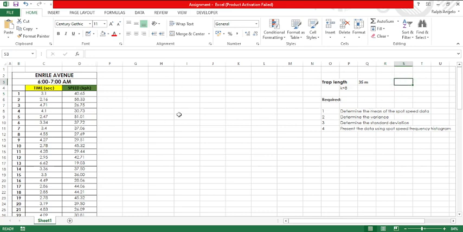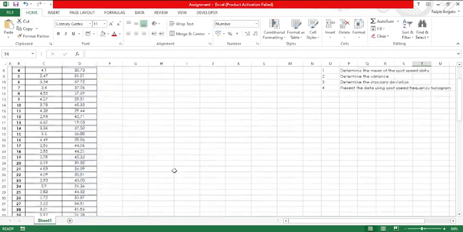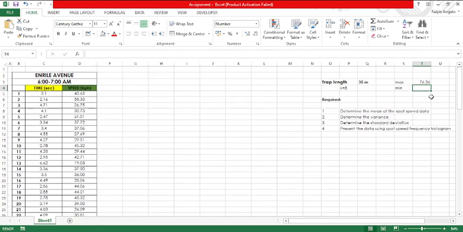Before we proceed with our frequency table, we have to identify first the distance between the intervals. In order to do that, we have to identify first the maximum speed and the minimum speed based on our data provided. To determine our maximum speed, all you have to do is to type max, parentheses, and then highlight the values under the speed column. And then press enter. So your maximum speed is 76.36 kph.